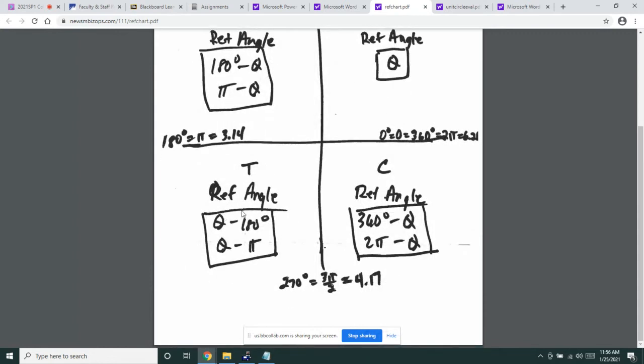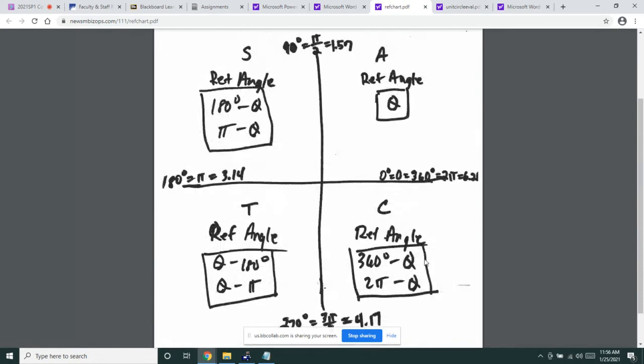In the third quadrant, the reference angle is theta minus 180 or theta minus pi. And if your angle is in the fourth quadrant, you would find its reference angle by the following: 360 degrees minus theta or 2 pi minus theta. All right, we're going to use this to find the reference angle.